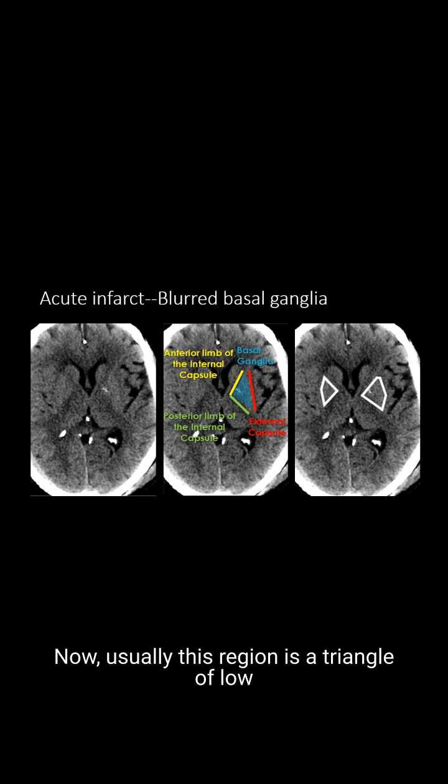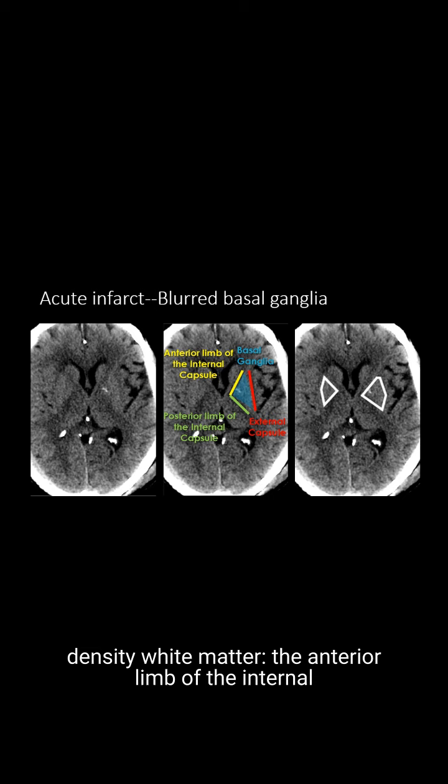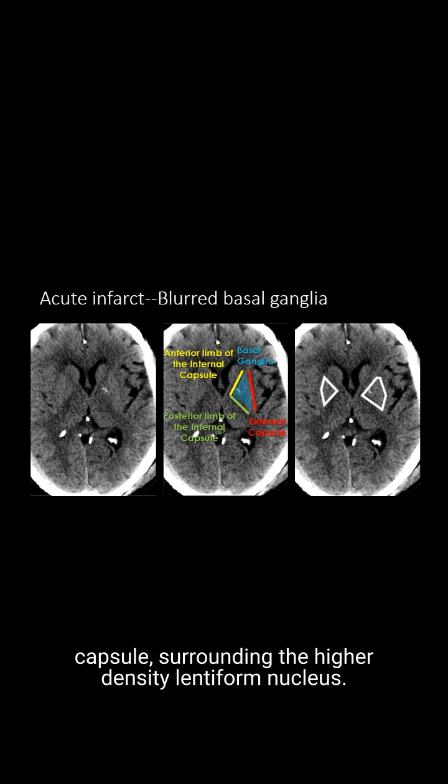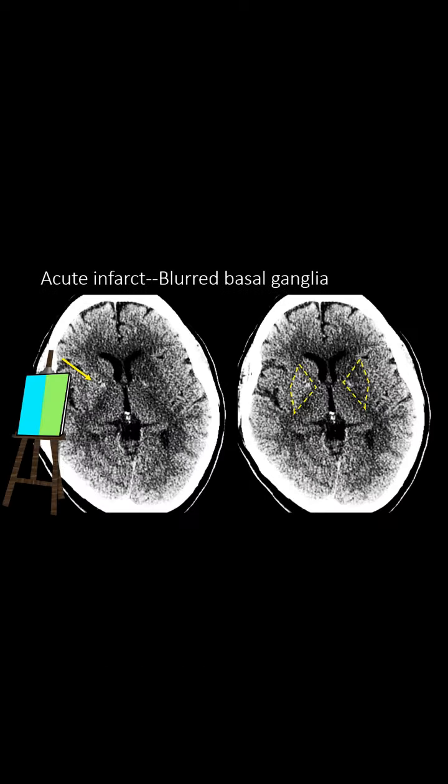Now, usually this region is a triangle of low-density white matter, the anterior limb of the internal capsule, the posterior limb of the internal capsule, and external capsule surrounding the higher density lentiform nucleus. And in acute infarct, this triangle becomes blurred.